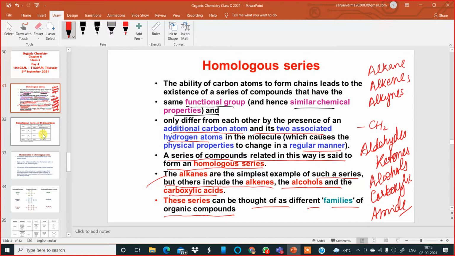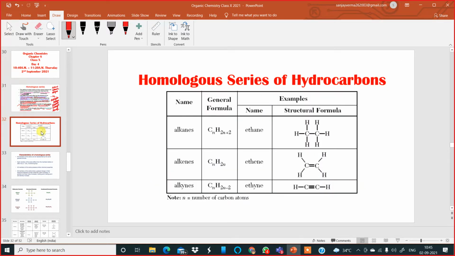Now, moving to the next slide, you can see the homologous series of hydrocarbons, which are alkanes, with the general formula CnH2n+2. The first good example of an alkane is ethane, 2 carbon atoms with 6 hydrogen atoms. The next homologous series of hydrocarbons is alkenes. The general formula is CnH2n. An example is ethene. There is a double bond over here and 4 hydrogen atoms on the 2 carbons. The third homologous series is alkynes with the general formula CnH2n-2. The example is ethyne. A carbon-carbon triple bond is there.